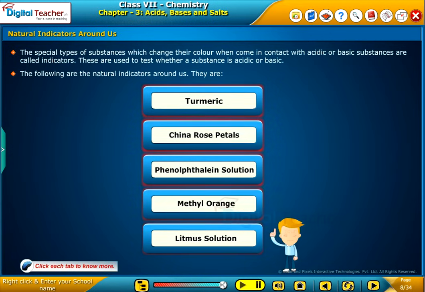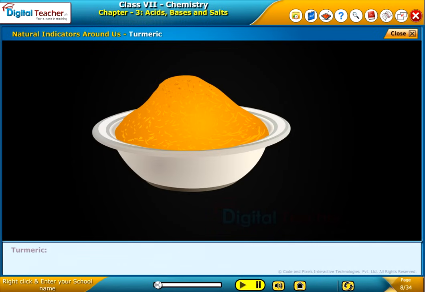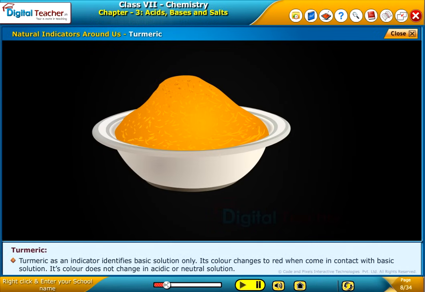Click each tab to know more. Turmeric. Turmeric as an indicator identifies basic solution only. Its color changes to red when it comes in contact with basic solution. Its color does not change in acidic or neutral solution.